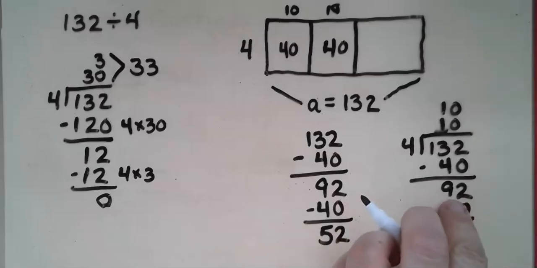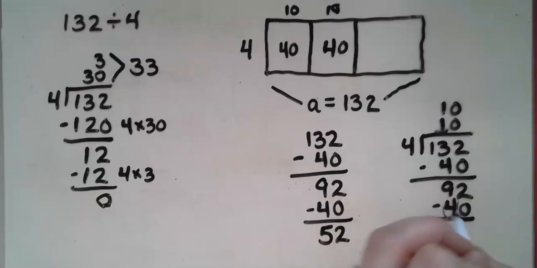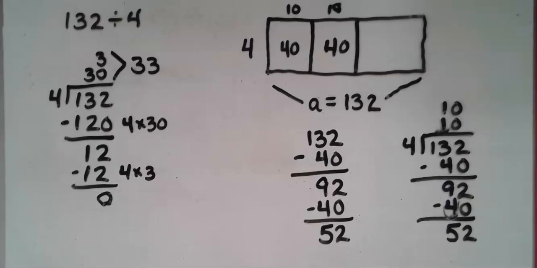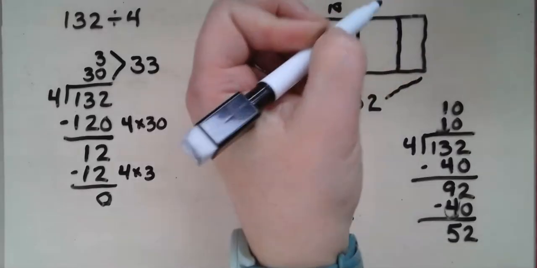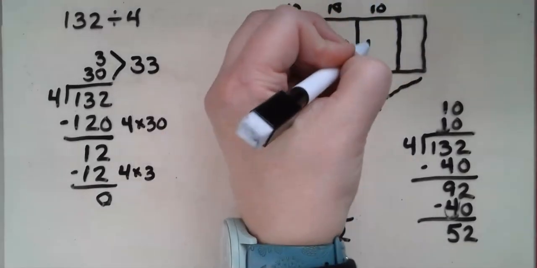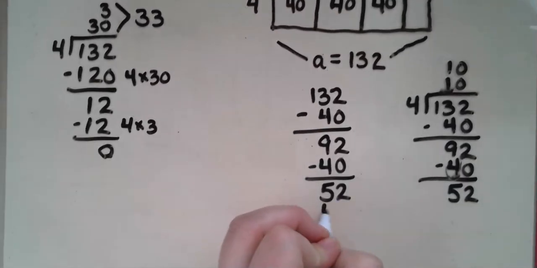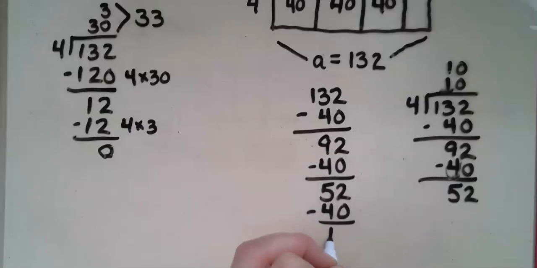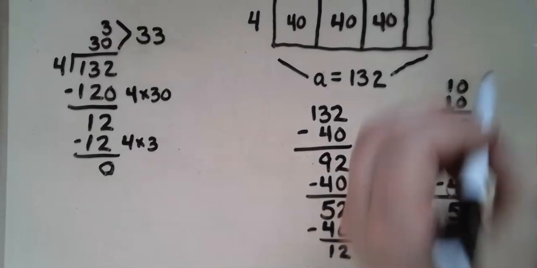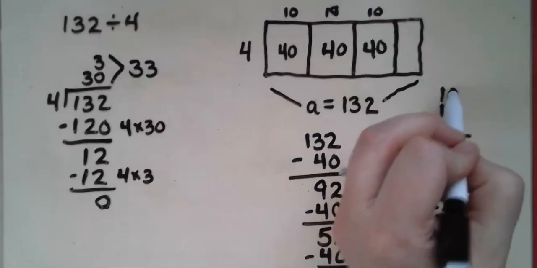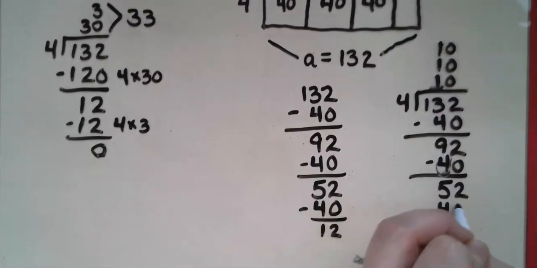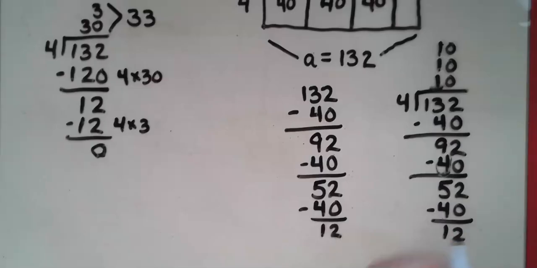Or sorry, 40, which gives me 52. And once again, I can put another 10 in here, which will give me 40. So if I go over here, I took another 40 out of that area, which left me with 12. And I could do the same thing over here, do another 10 times 4, 40, and that gives me 12.